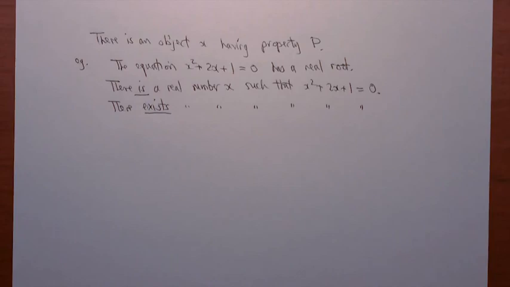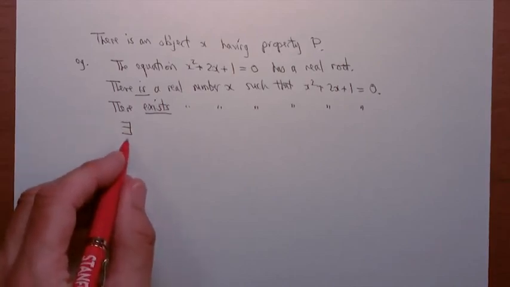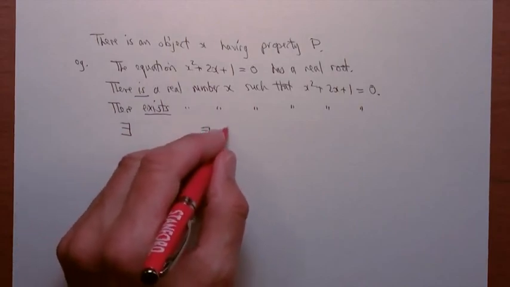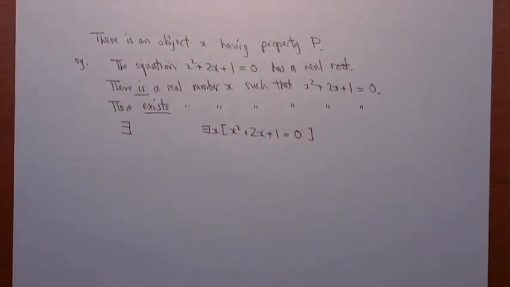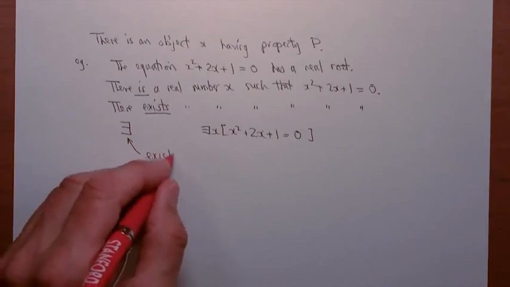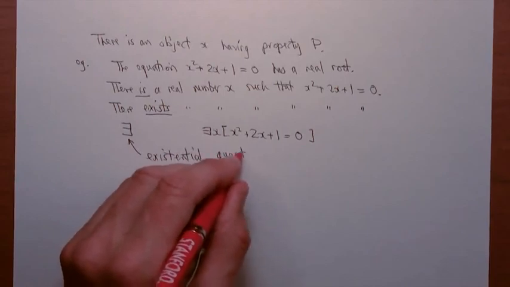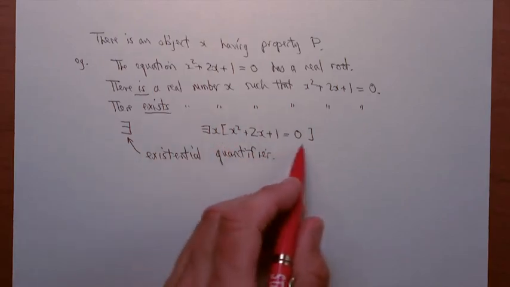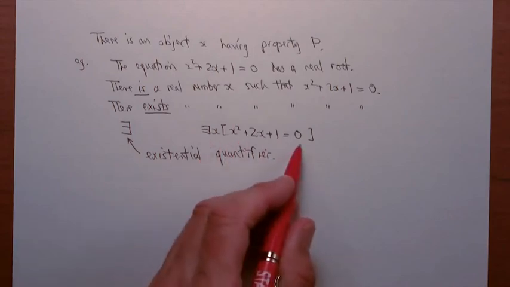The symbolic abbreviation that mathematicians use for exists is a back-to-front E. E for exists, of course. So a mathematician would write this as follows. There exists an x such that x squared plus 2x plus 1 equals 0. This symbol is called the existential quantifier. The simplest way to prove an existential statement of this form is to find an actual x that satisfies the property.